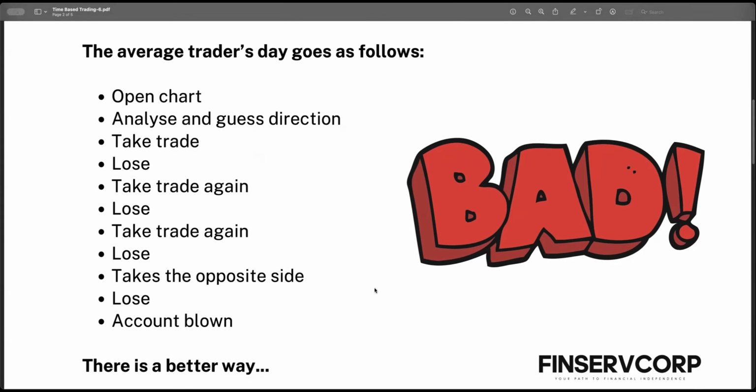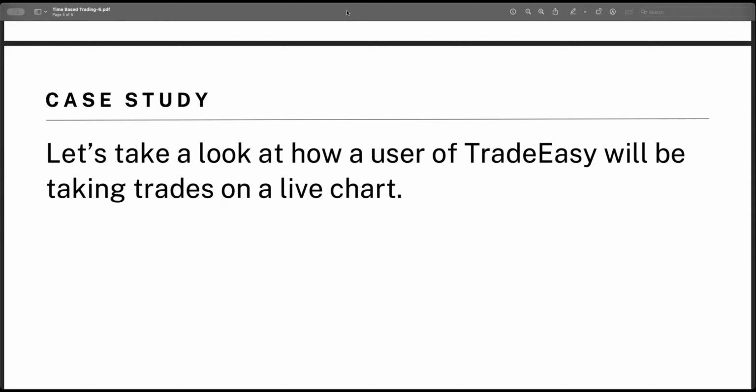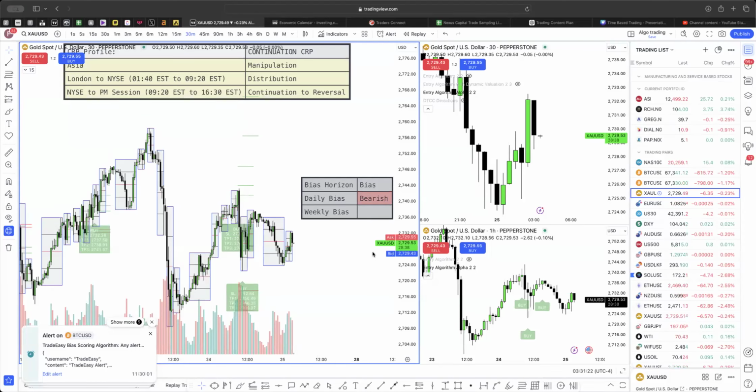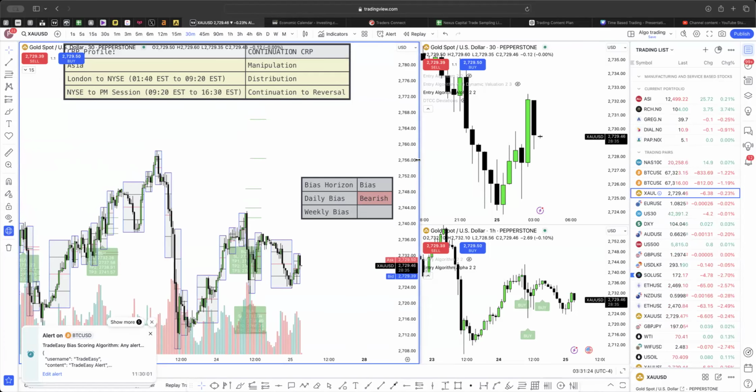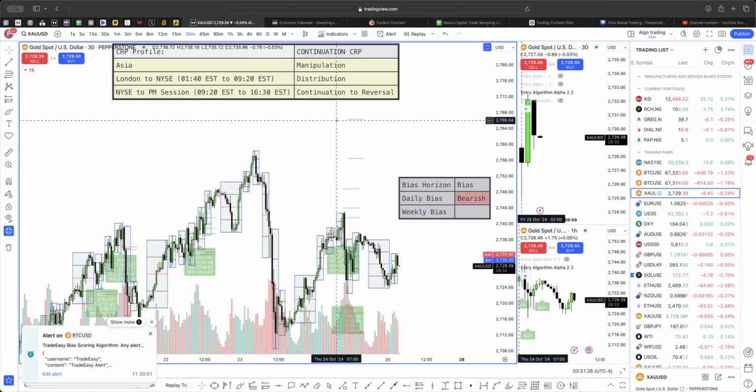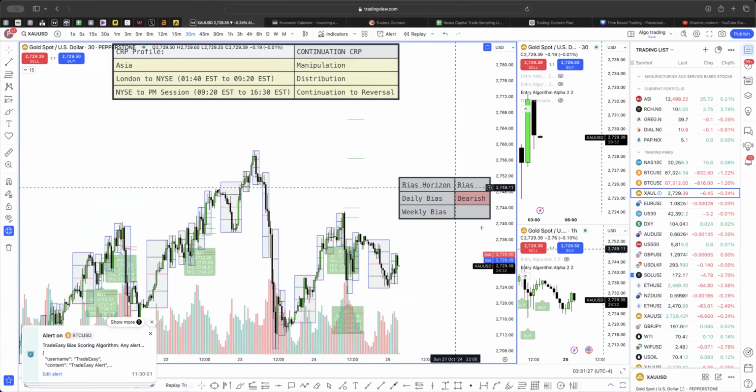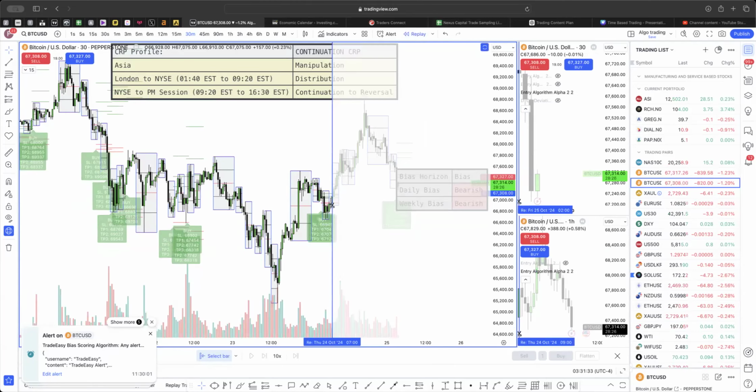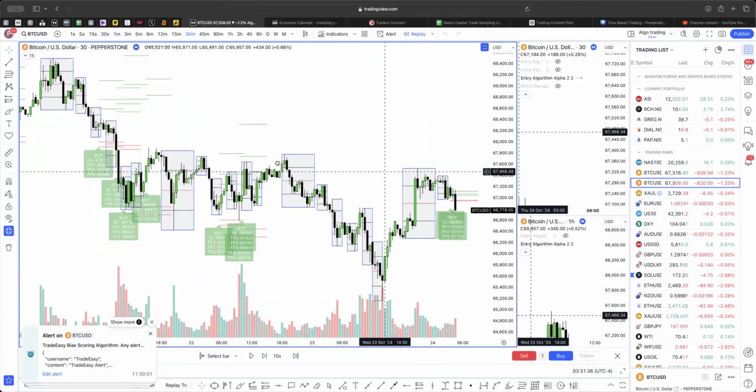All right. So with that said, let's take a look at how an average Trade Easy user will be taking trades on a live chart. Yes, let's take a look at, let's say, Bitcoin. Yeah, Bitcoin yesterday, just to show you exactly how this works. Now you can see that on the left side, we have my dashboard here, giving us the CRP profile, daily bias, weekly bias. So let's go to Bitcoin, yeah, for yesterday's price action. And let's hit replay mode right there.